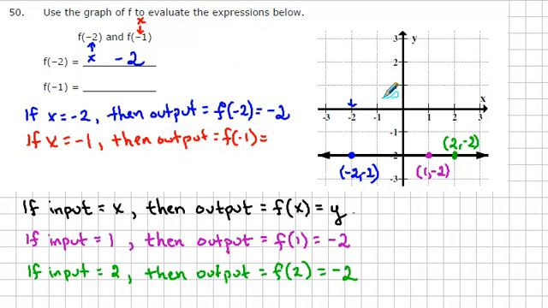So we locate negative 1 on the x-axis. Imagine drawing a vertical line, and where that vertical line intersects the graph, we need to label that point. In this case, that point is (negative 1, negative 2). The x value is negative 1, the y value is negative 2, so the output is equal to negative 2. f of negative 1 is equal to negative 2.